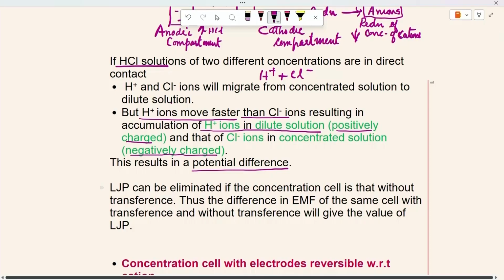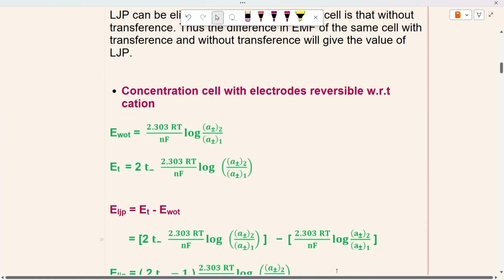Suppose I am taking a hydrogen concentration cell with transference. You will have to perform the same cell with the help of a salt bridge, so that it will be without transference. The same cell should be run with transference and without transference, and you take the difference of these two potentials, and you will get the value of the liquid junction potential. Okay. Now, let us see some of the cells and how a liquid junction potential is to be calculated.